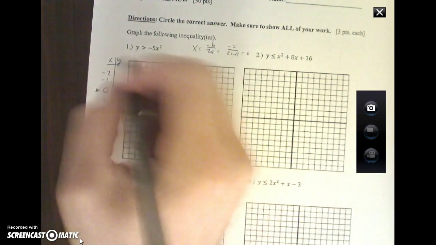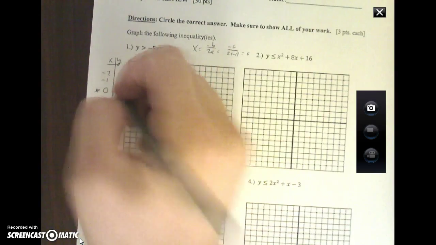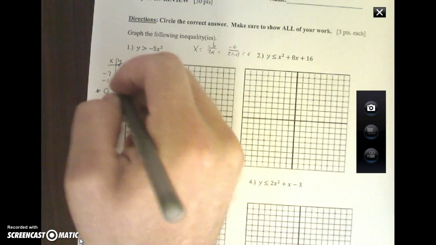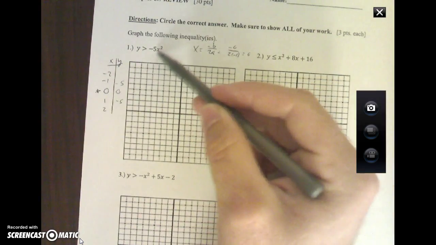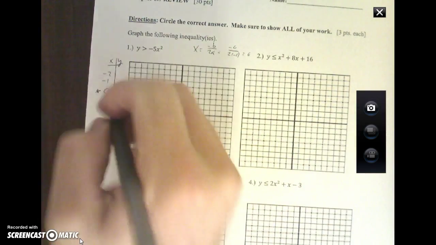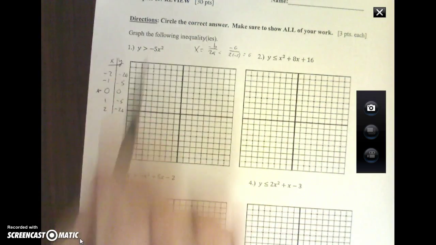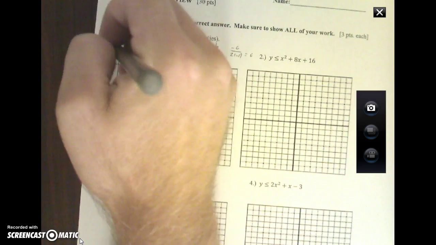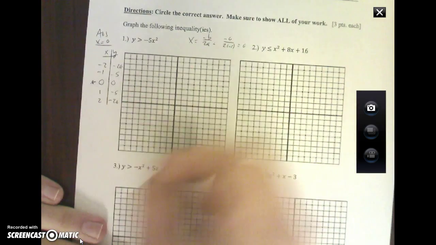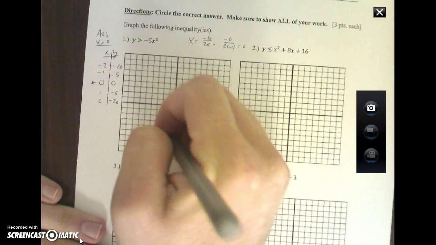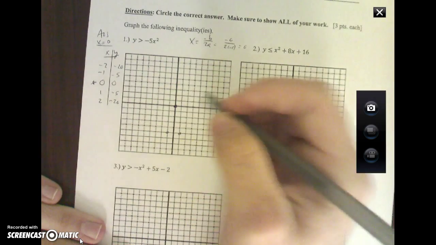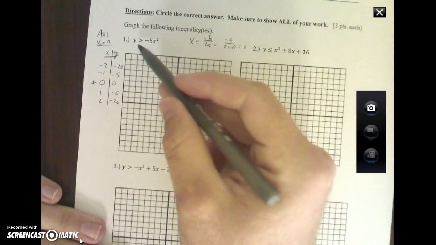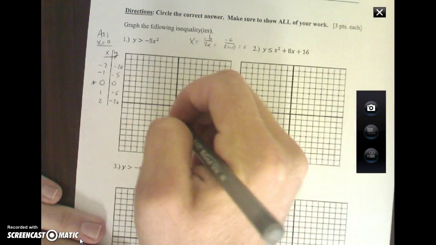When you plug this in, 0 for x up here, you just get 0. You plug a 1 in, we get negative 5. Plug a 2 in, 2 squared is 4 times negative 5 is negative 20. Alright, now, for all inequalities, this is all I need. I just need that, my AOS labeled, and I don't need domain and range. So let's take a look here. 0, 0 is as such. Negative 1, negative 5. Here's my 1, negative 5. Please note it's greater than, so it's going to be a dashed line.